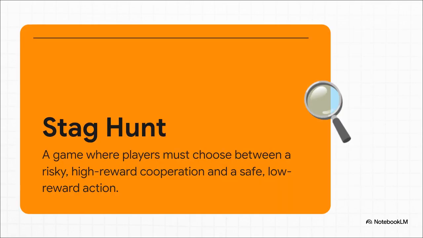But not all games push us toward betrayal. The Stag Hunt, which was inspired by the philosopher Rousseau, models a totally different kind of problem. In this game, the biggest prize requires everyone to work together. But here's the catch. If you go for that big prize and your partner doesn't, you get nothing at all.